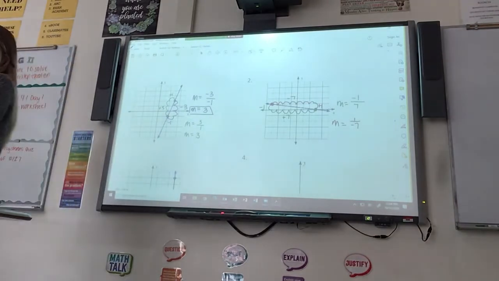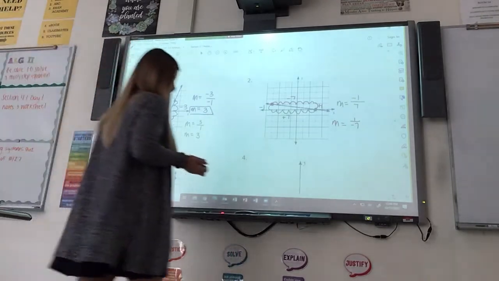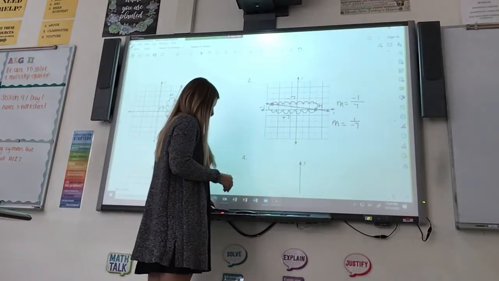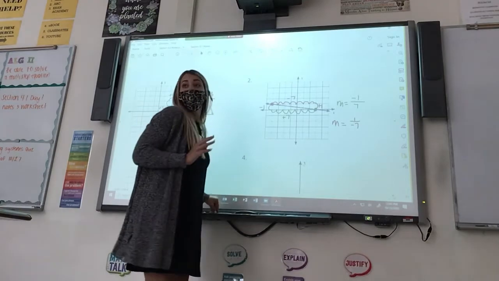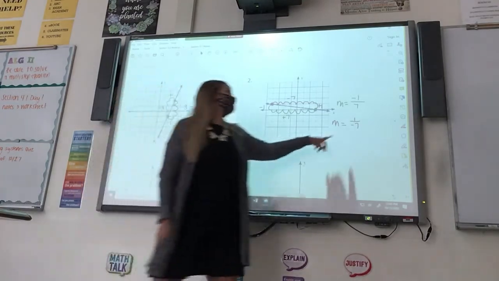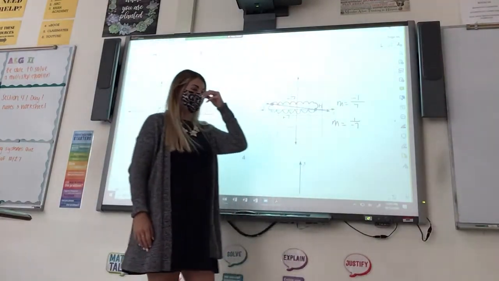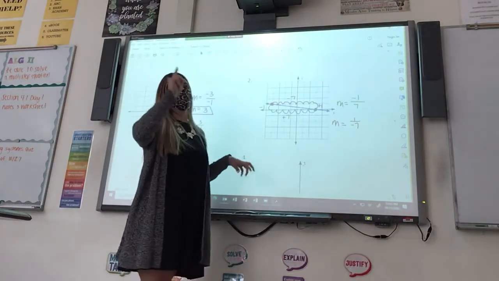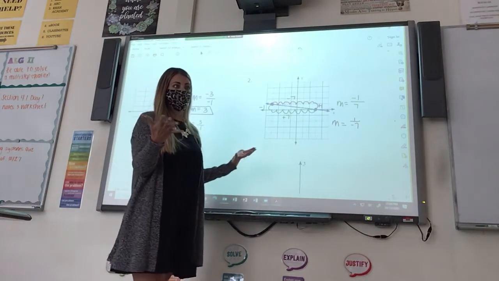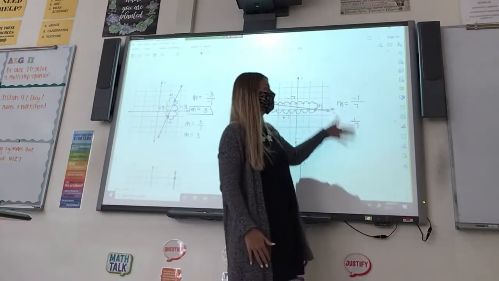Are those the same thing? Yes. Are you just saying that? No, because as long as it has the one negative, it's the same thing. Yeah, so it doesn't matter where your negative is located on your fraction. As long as there's only one, it's going to stay negative, okay? So either one would work.